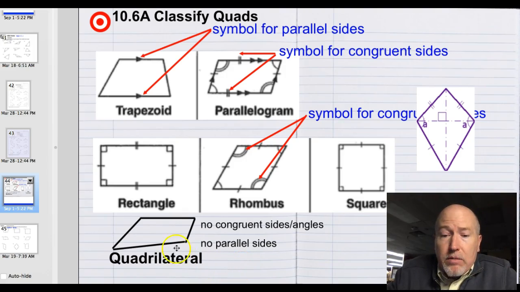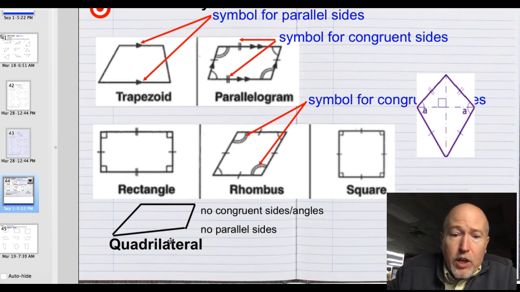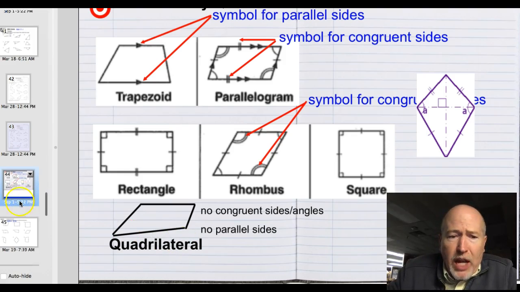A quadrilateral is just any 4-sided shape. It doesn't have to have any congruent sides or any parallel sides or anything like that.